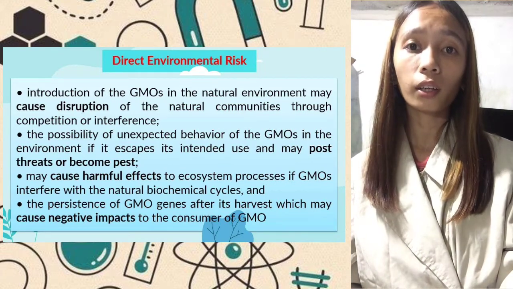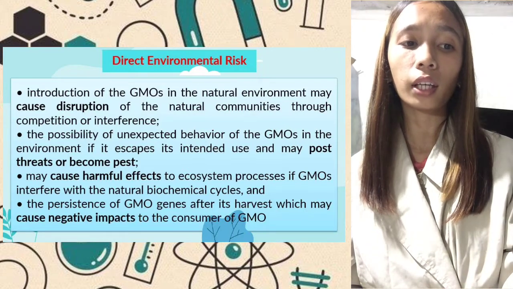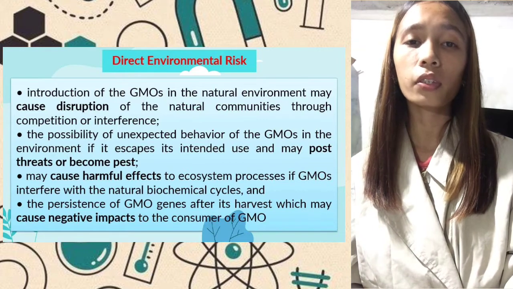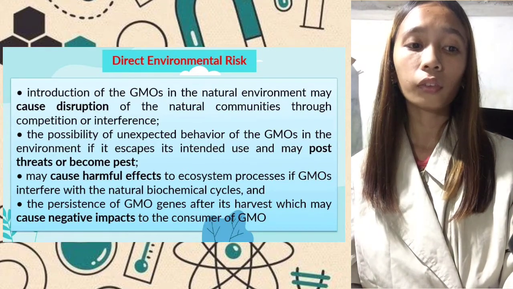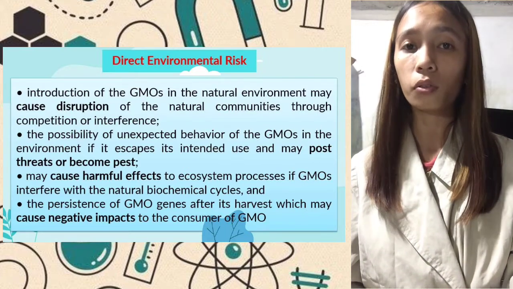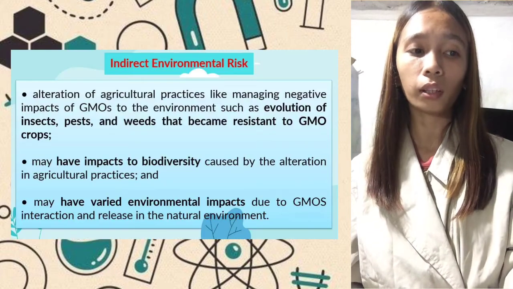Third is may cause harmful effects to ecosystem processes if GMOs interfere with the natural biochemical cycles. And lastly is the persistence of GMO genes after its harvest may cause negative impacts to the consumer of the GMOs. So next slide is the indirect environmental risk.